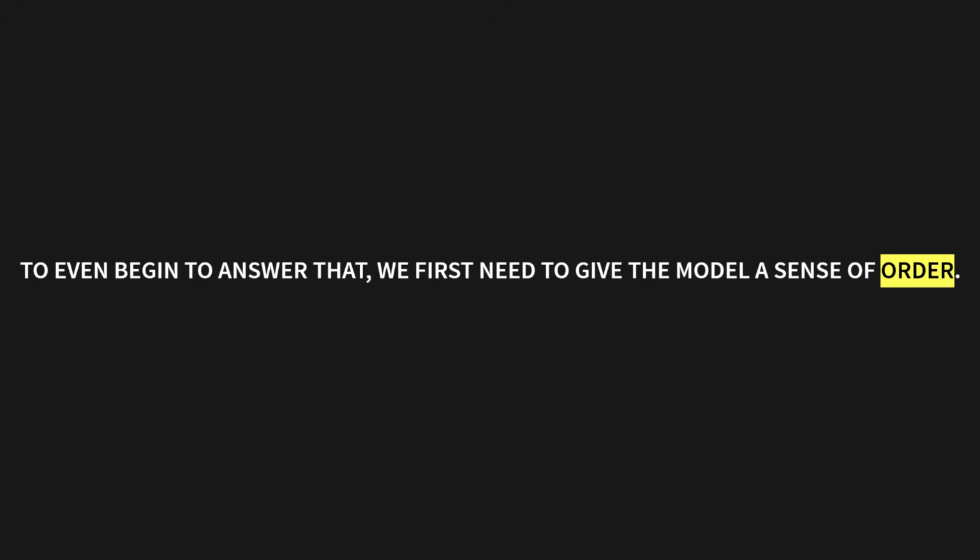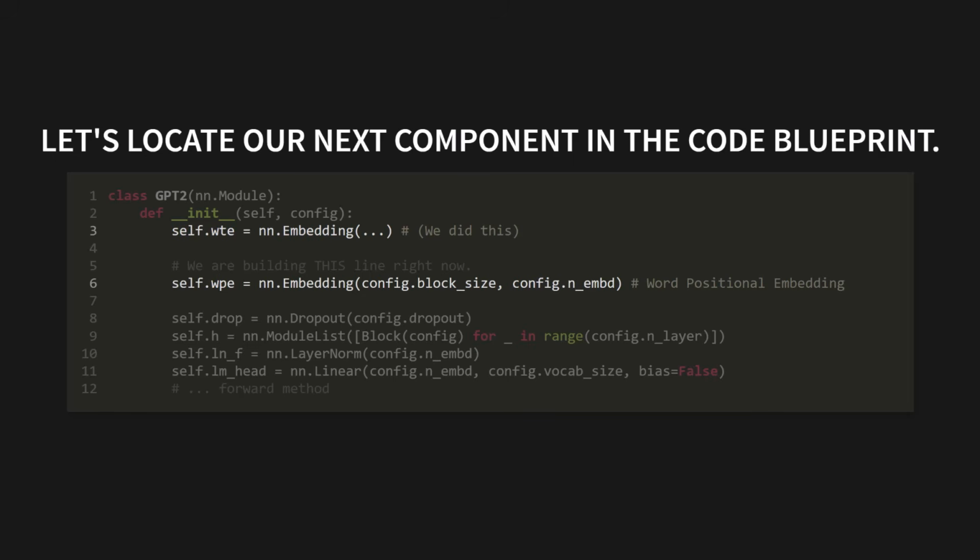To even begin to answer that, we first need to give the model a sense of order. Let's locate our next component in the code blueprint. We've built the word token embedding, the wte. Now, we are building this line right now, self.wpe, which is another nn.Embedding layer. This is for the word positional embedding.